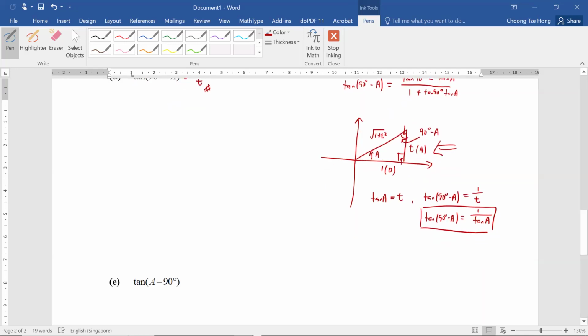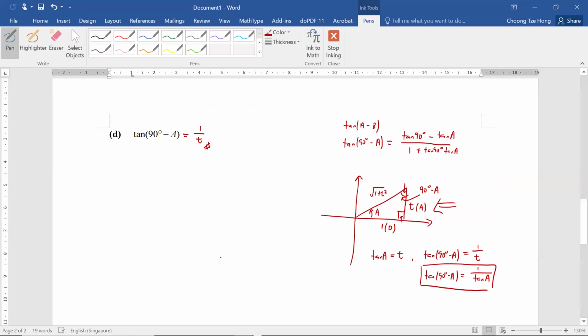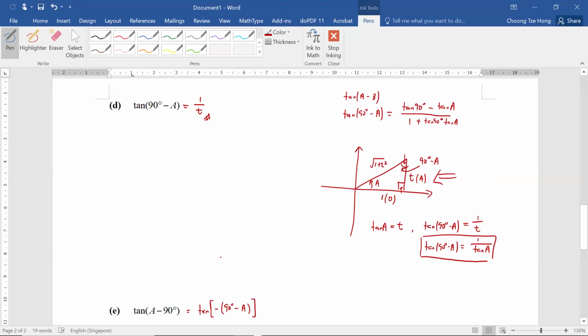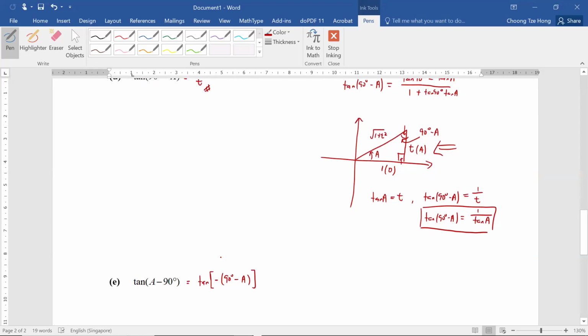Part E, they want us to do tangent of A minus 90 now. So A minus 90, how to do? Do you agree with me that tangent of A minus 90 I can rewrite as tangent of negative 90 degrees minus A. So this one looks familiar to us, right? Because in the previous part, we did tangent of 90 degrees minus A. Now we want tangent of negative 90 degrees minus A. So now let's study the relationship again, okay?